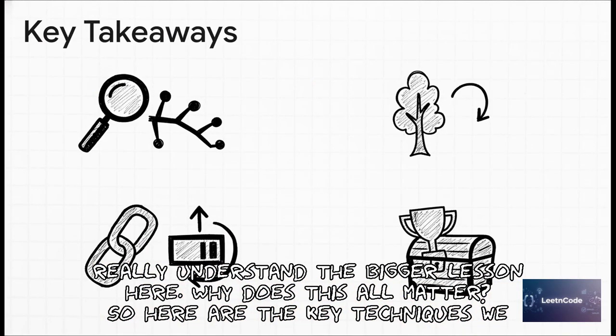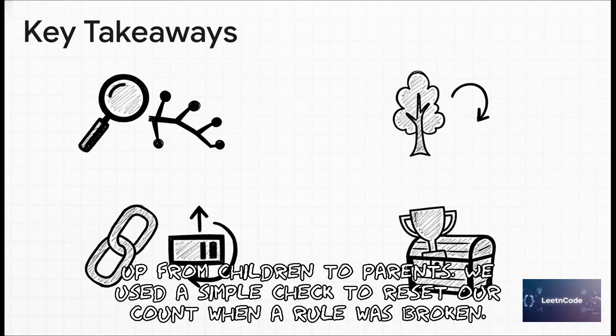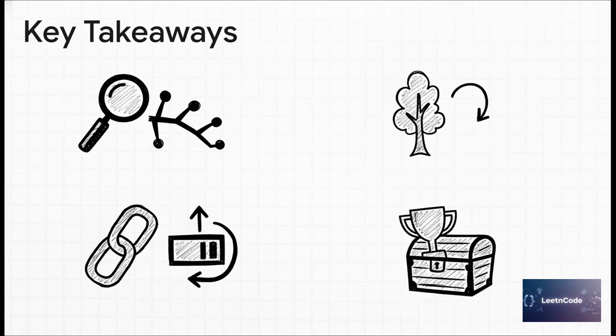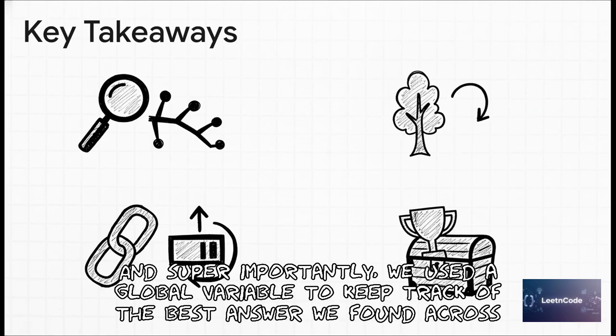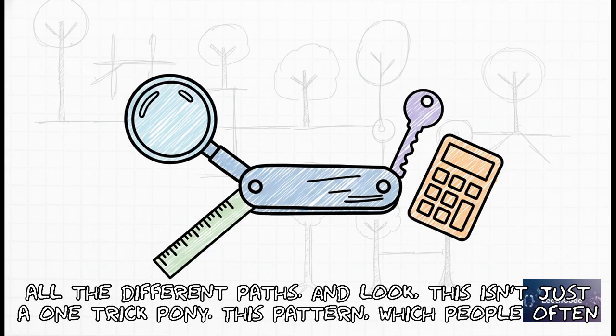So here are the key techniques we just used. We used depth-first search to explore everything. We used recursion to pass information up from children to parents. We used a simple check to reset our count when a rule was broken. And, super importantly, we used a global variable to keep track of the best answer we found across all the different paths. And look, this isn't just a one-trick pony.